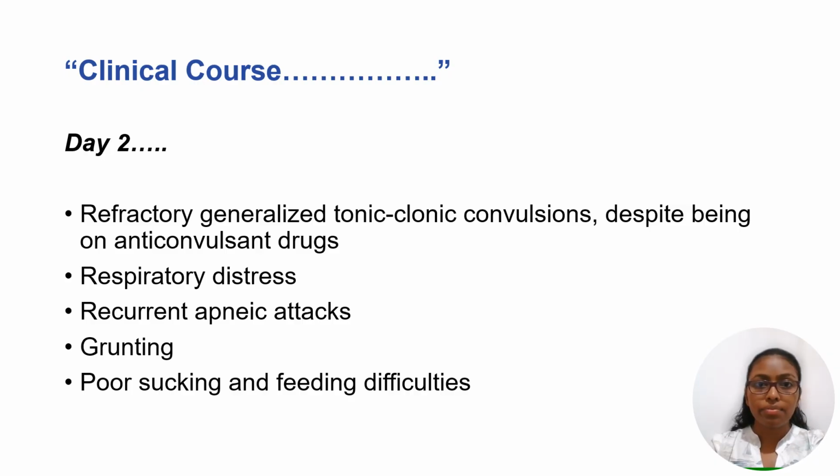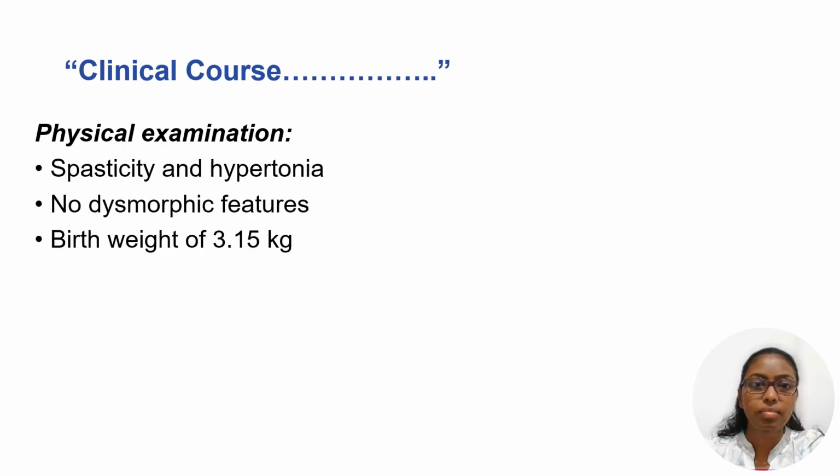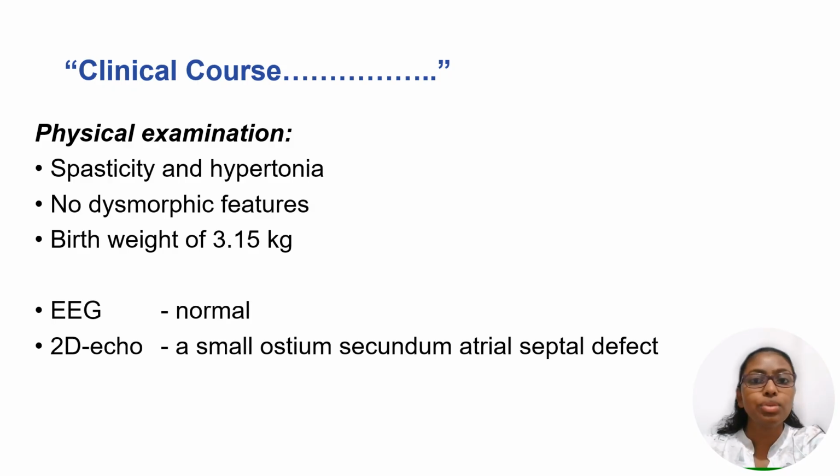By the second day of life, the baby developed refractory generalized tonic-clonic seizures that did not respond to anticonvulsant therapy. She also had respiratory distress, recurrent apneic episodes, grunting, poor sucking, and feeding difficulties, all raising red flags for a serious underlying metabolic or neurological disorder. On physical examination, the baby showed signs of spasticity and hypertonia, but no dysmorphic features were noted. EEG was normal and 2D echo revealed a small ostium secundum ASD.